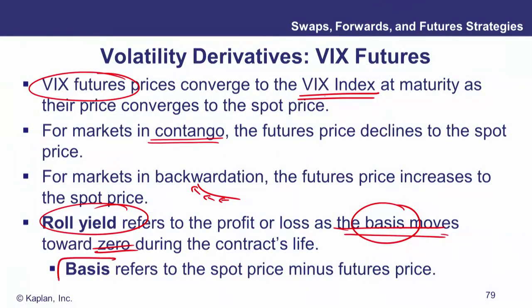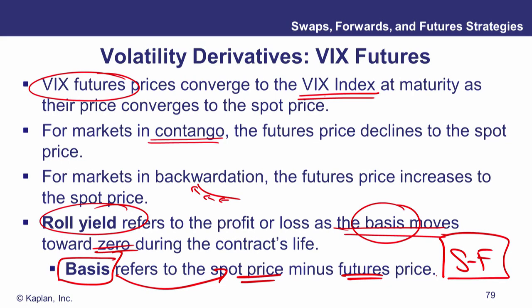So basis refers to the spot price minus the futures price, technically. That's how most textbooks define it, and that's how we define it here, spot minus futures. So actually a contango market would have a negative basis, wouldn't it? Because futures are bigger than spots.